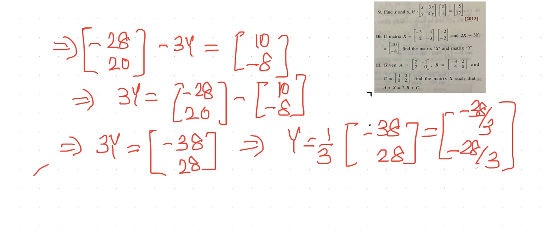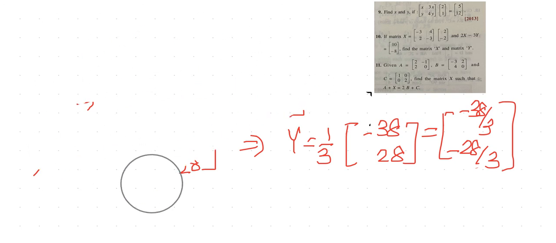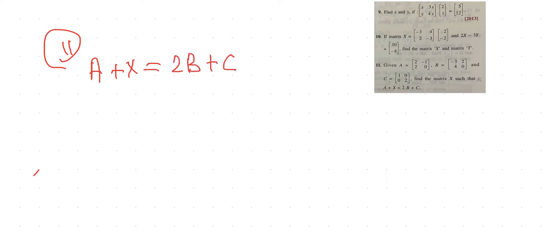We'll be now moving to question number 11, children. So in question number 11, what has been asked? Given A is equal to this much, B is equal to this much, C this much. So this is very easy, children. They have given A plus X is equal to 2B plus C. Everything has been given, you just have to replace the value to find out the answer. I don't think you need an explanation for this as well. So question number 11 is going to be your homework.